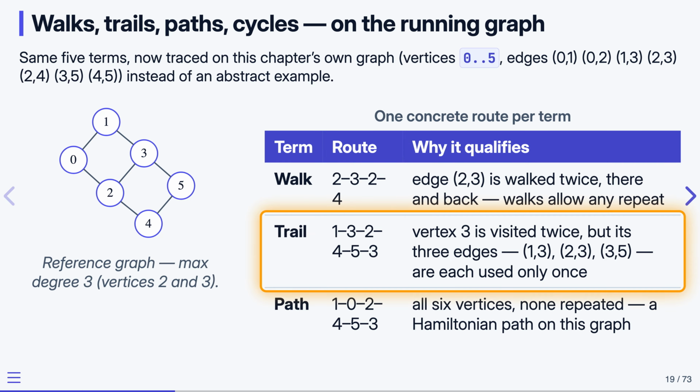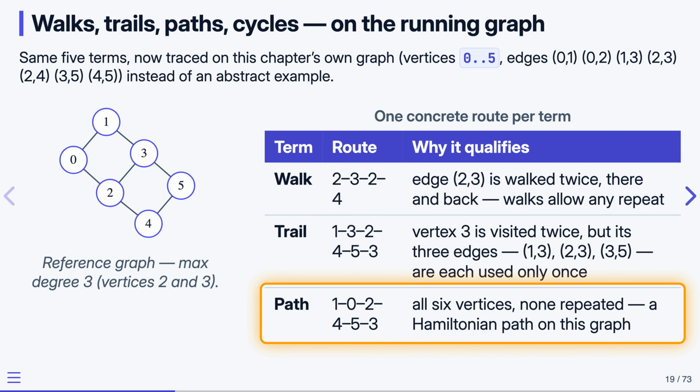For a trail, take 1, 3, 2, 4, 5, 3. Vertex 3 is visited twice, but its 3 edges are each used only once. For a path, take 1, 0, 2, 4, 5, 3. It uses all 6 vertices, none repeated. That makes it a Hamiltonian path on this graph.